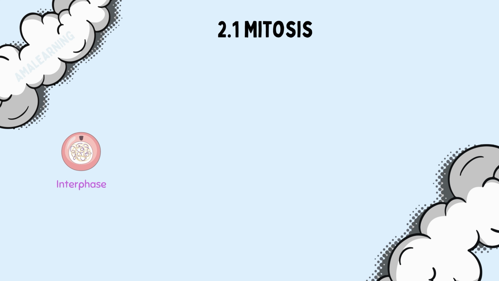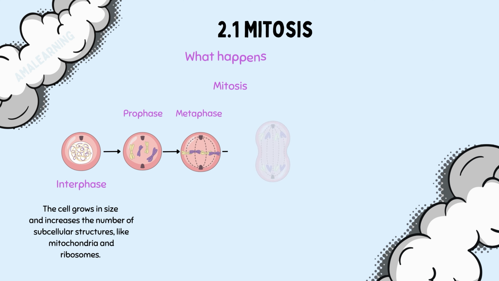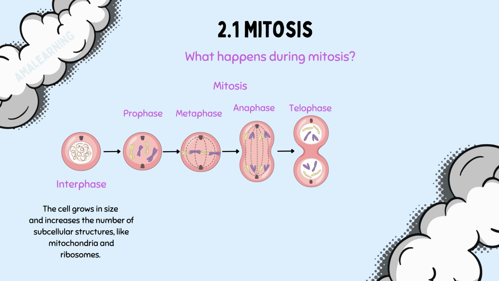Interphase. This is the preparatory stage. Here, the cell grows in size and increases the number of subcellular structures like mitochondria and ribosomes. Finally, the DNA is replicated. Interphase is a critical step as it sets the foundation for mitosis. After interphase comes mitosis. Mitosis has four stages: prophase, metaphase, anaphase, and telophase. This can be remembered as PMAT.